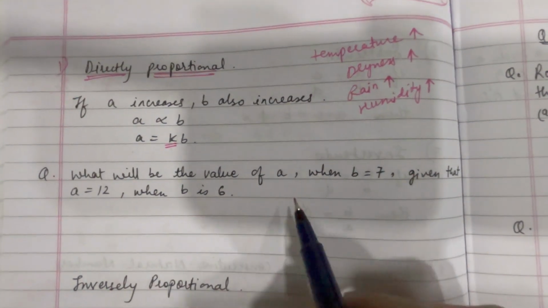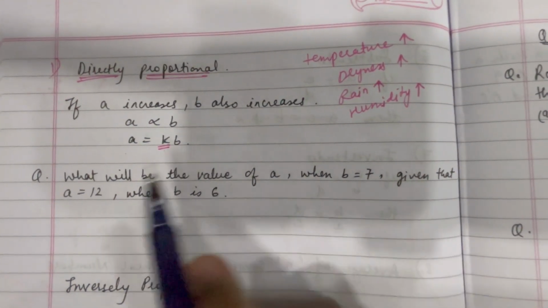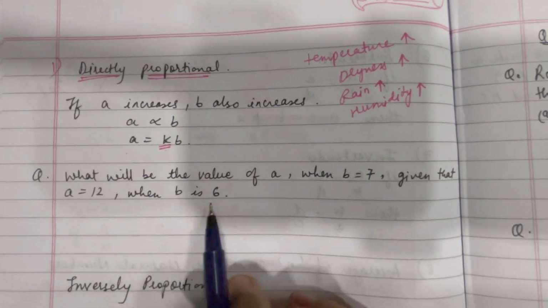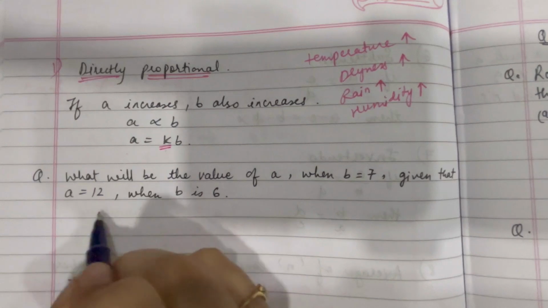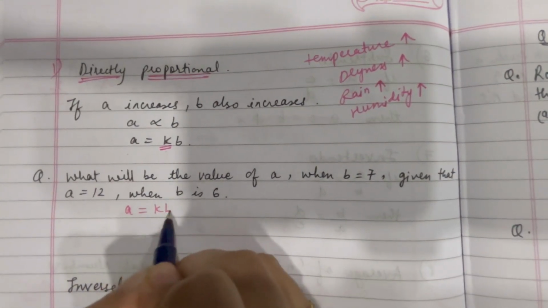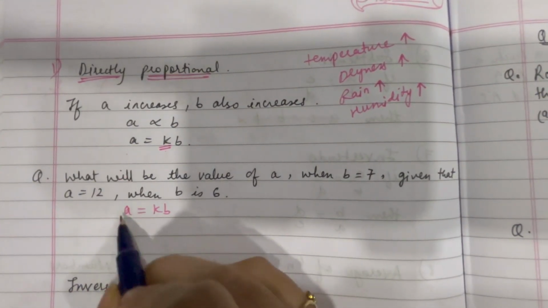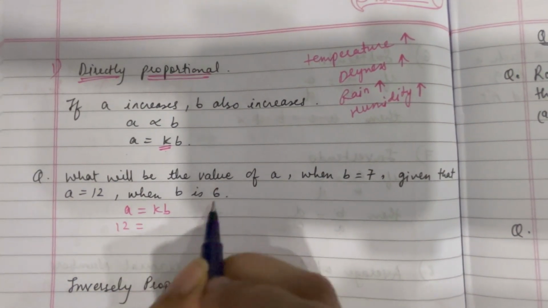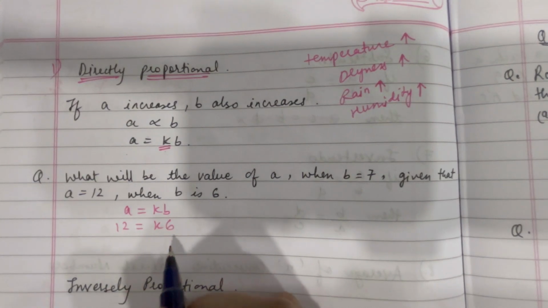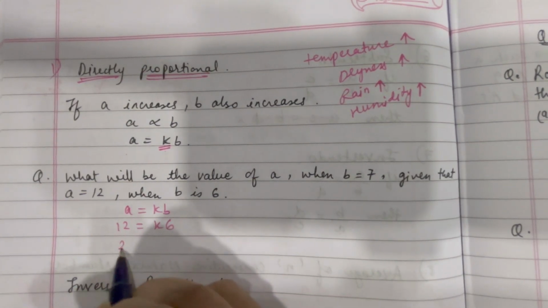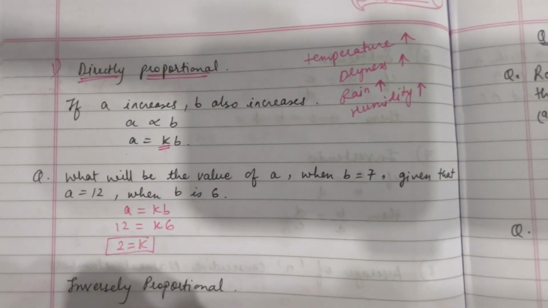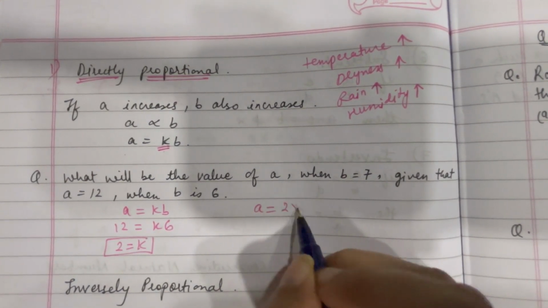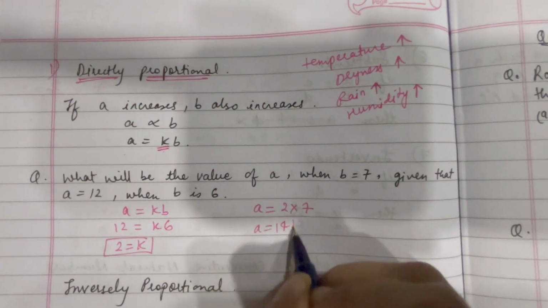What will be the value of a when b equals 7, given that a equals 12 when b is 6. Okay, so when a equals 12, that is a equals kb will be the answer, because we need to find a when b is a particular quantity. So when a is 12, b is what? 6. So 12 equals k times 6. Okay, 6 will go in the denominator here, so we will get the value of k as 2. Now a equals, we need to find when b is 7, so we will do 2 into 7, then a equals 14.